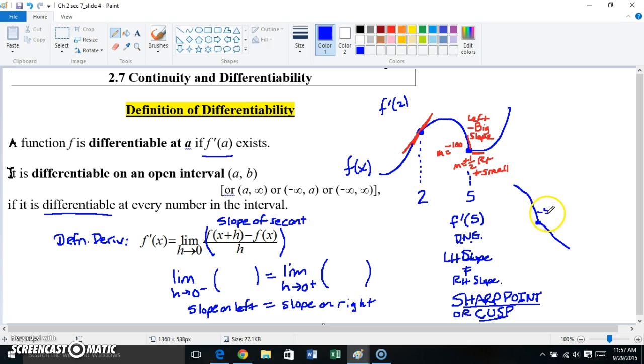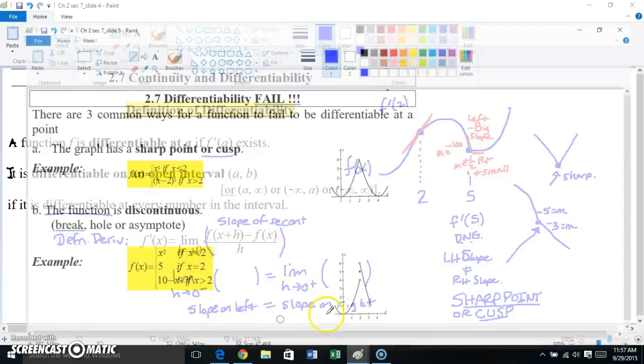This might be -5 for the slope, but this might be -3 for the slope. I have no scale here, so it's hard to give numbers, but the slopes are different. So again, it doesn't matter how dull, or it could be very sharp, like an absolute value graph. That is a sharp point. That's a dull sharp point, but still a sharp point. Let's see what's next.